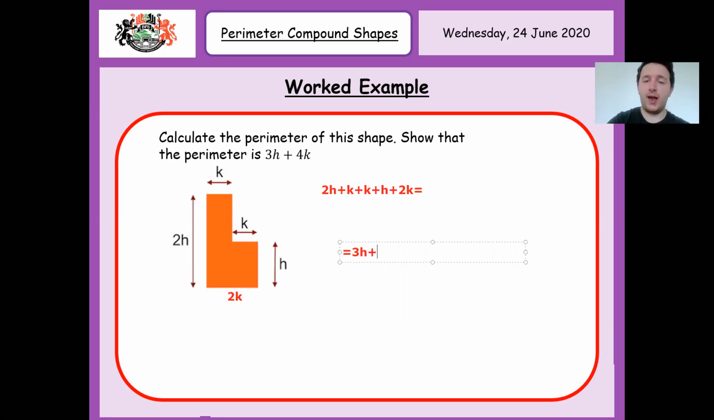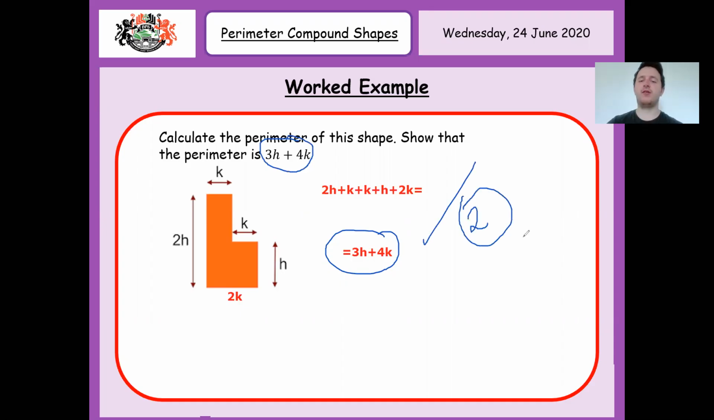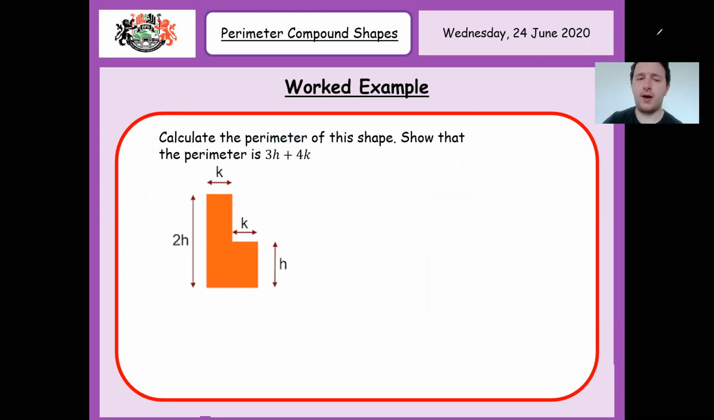Then k plus 2k. So 1k plus 1k plus 2k. k plus k is 2k, plus 2k is 4k. As you can see, our answer there matches the answer given in the question. So we would probably get 2 marks in a GCSE, which is easy because it told us the answer as well. Now I'm just going to clear that.